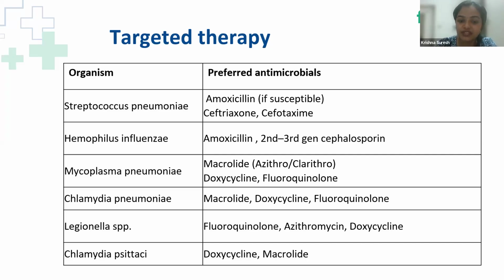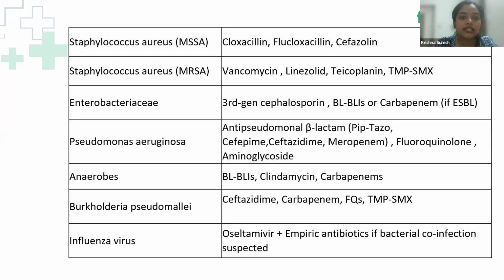In atypicals such as Mycoplasma, Chlamydia, and Legionella, macrolide, doxycycline, or fluoroquinolones are the options. In Chlamydia psittaci infection, doxycycline and macrolide is the option. In Staphylococcus aureus infection, which is methicillin sensitive, the drugs of choice are cloxacillin, flucloxacillin, and cefazolin. And in MRSA infection, the drugs of choice are vancomycin, linezolid, teicoplanin, and cotrimoxazole. In infections with Enterobacteriaceae, the drug of choice is third generation cephalosporins or beta-lactam, beta-lactamase inhibitors such as piperacillin, tazobactam, or cefoperazone sulbactam.